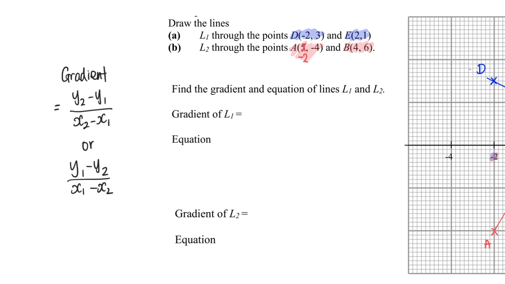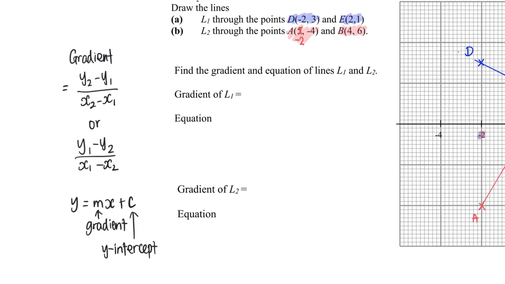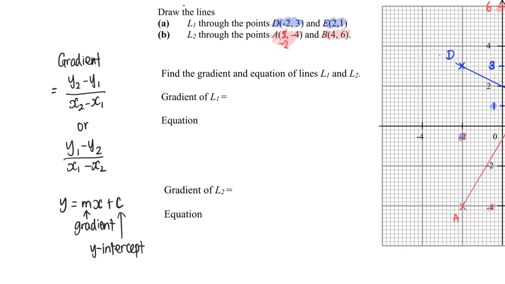Okay, and the general formula for the equation of a straight line is y equals to mx plus c, where m is my gradient and c is my y-intercept, which is the y-coordinate of the point on the line that cuts the y-axis. Okay, so the next part here for gradient is pretty straightforward now that we know this.